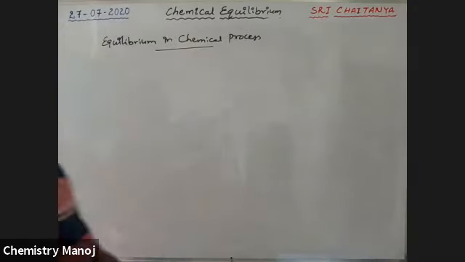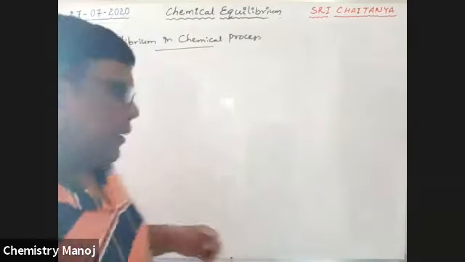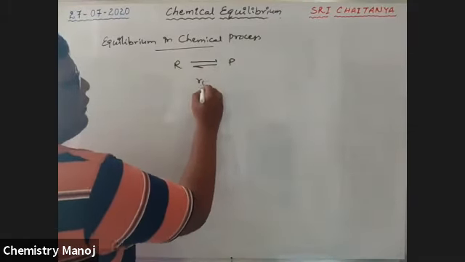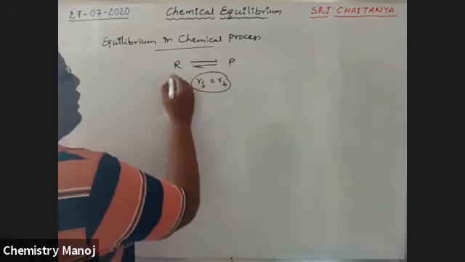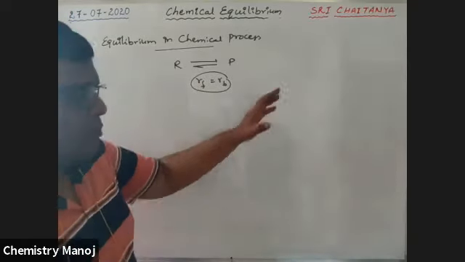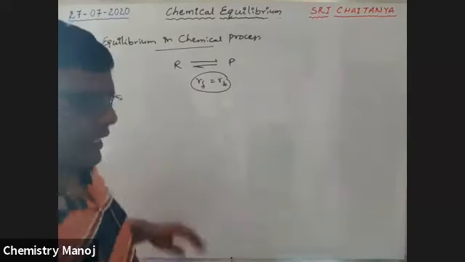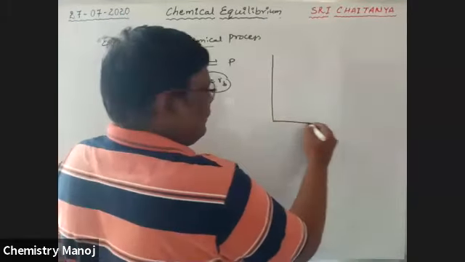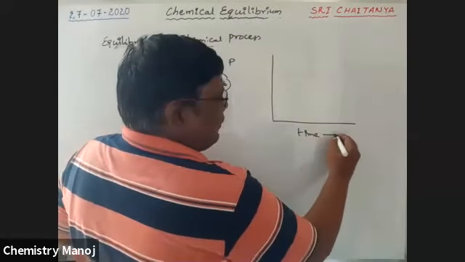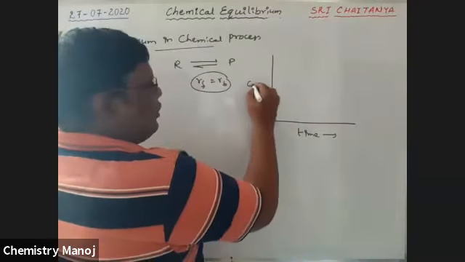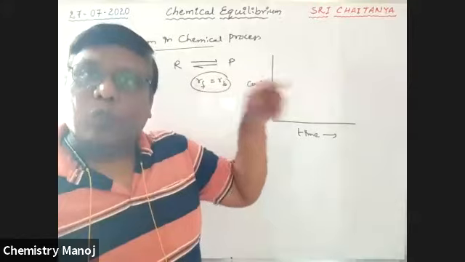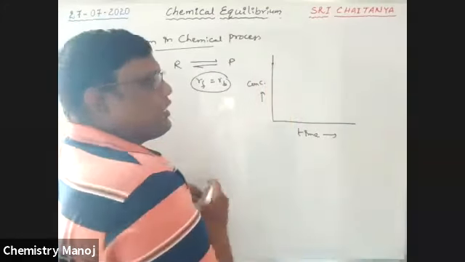Equilibrium in a chemical process. See, my dear boys. I am taking reactants being converted into products, where the rate of the forward reaction is equal to the rate of the backward reaction. Here it is in a chemical process. I am explaining it diagrammatically, graphically. This is the time axis, and in this direction concentration is taken. At the beginning, the reactants are very high in concentration.